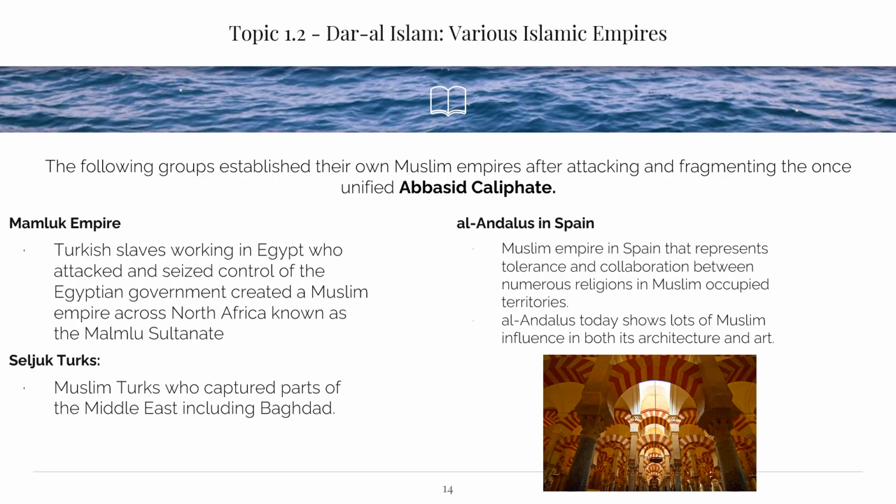from Dar al Islam. Then the Seljuk Turks. These were Muslim Turks who captured parts of the Middle East, including Baghdad. And then in Spain, the Muslim Empire in Spain that had represented tolerance and collaboration between numerous religions in Muslim occupied territories. We're going to start to see that become questioned towards the end of this period because of Christianity and Christian groups that wanted to rid the Iberian Peninsula of that Muslim influence.